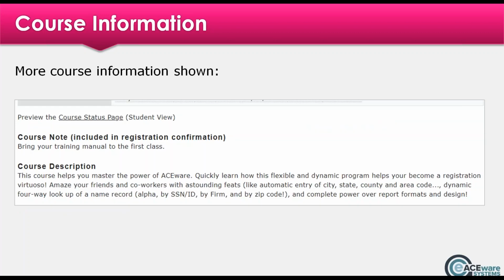And then further down on that page, you get some more course information. It's going to give you the link to the course status page. This link will work even if the course is not published. So if you've got an upcoming course that isn't published yet and you want to preview what the student's going to actually see, this is one of those ways that you can get to that course. You can also do that from Student Manager on the ACEweb Info tab, that preview course status link. This does the same thing. It shows us our course notes and our course description down at the bottom of the page there.